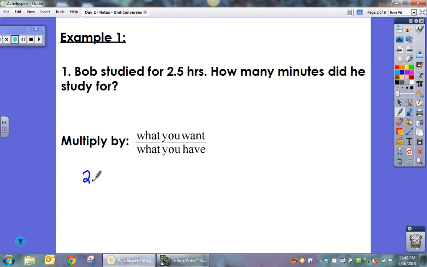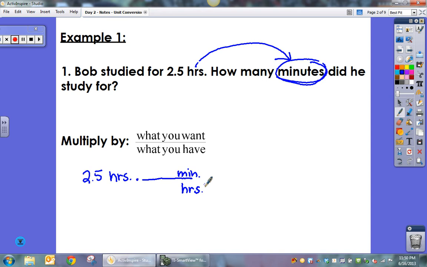So if Bob studied for 2.5 hours, and I want to convert that into minutes because I want to know how many minutes he studied, well, I can go straight from hours to minutes because I know how many minutes are in an hour. So in 2.5 hours, I can multiply by my ratio what I want on top, what I have on the bottom. So I want my answer in minutes. I have hours. So what is a ratio that I can set up that's an equivalent ratio that compares minutes and hours? Well, in 1 hour, there are 60 minutes. That's an equivalent fraction. My numerator and my denominator are the same value, but just expressed in different units.